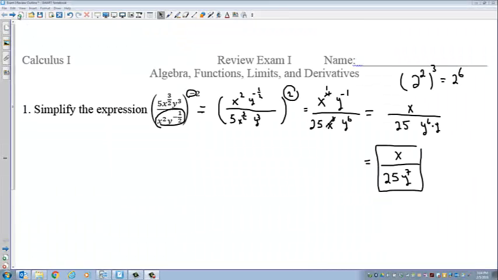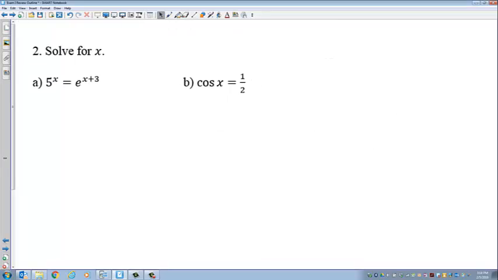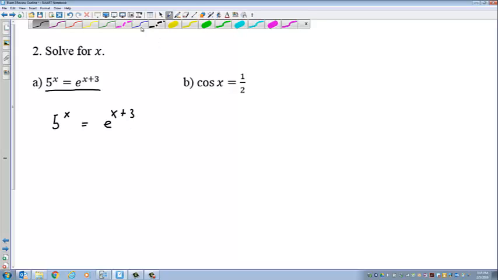All right, so let's move on to number 2. In number 2, we're going to solve some equations. So we're going to start with this exponential equation right here. The idea is we need to get to the x, and the x is in the exponent. So how do we undo exponents? Well, we use the inverse of an exponential, which is a logarithm. So what we're going to do here is we're going to ln both sides.